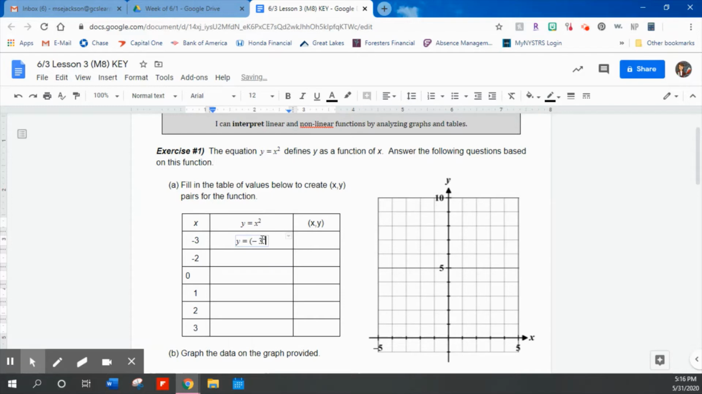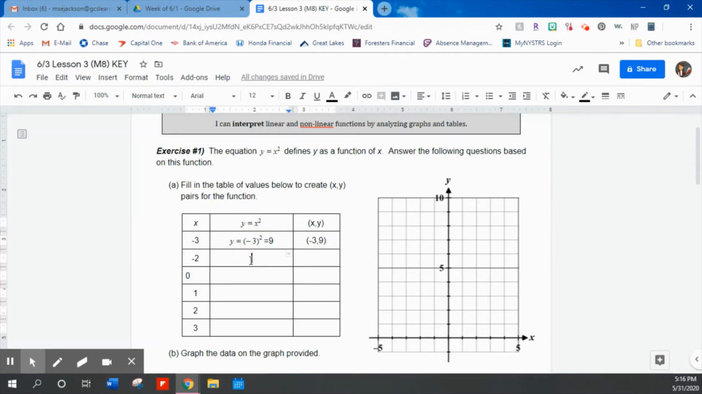So the first x value I have is -3. -3 squared, use your calculator, gives us 9. So that means the coordinate for this function would be -3, that's our x that we plugged in, and we got 9 for our y.